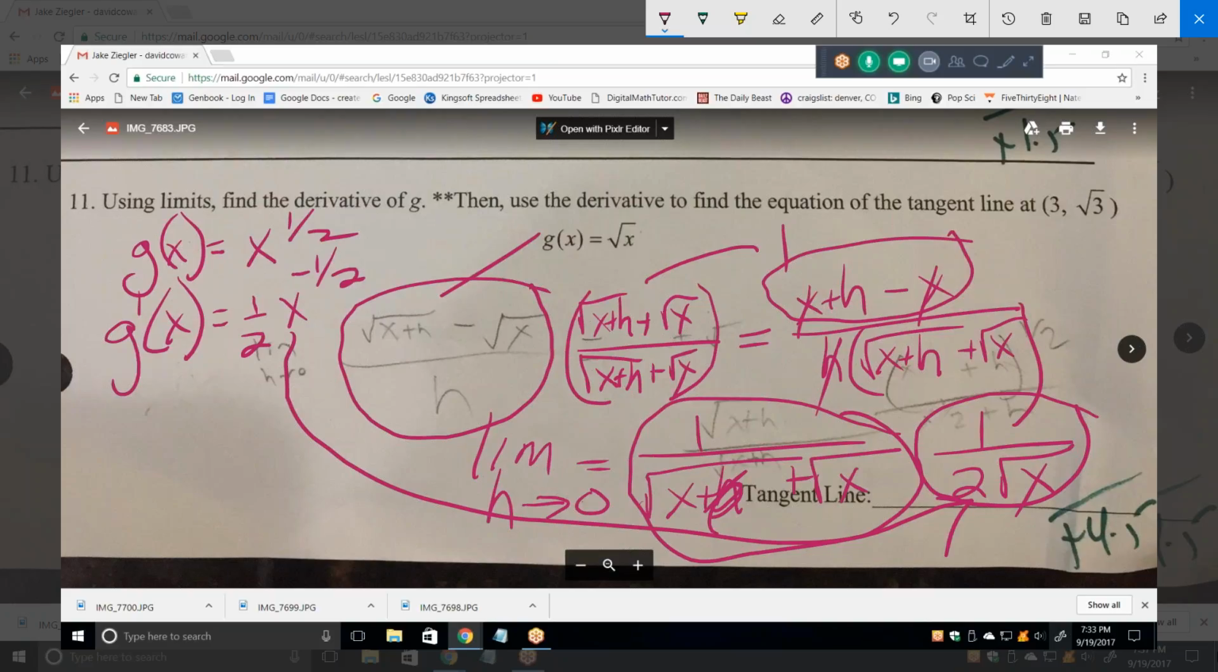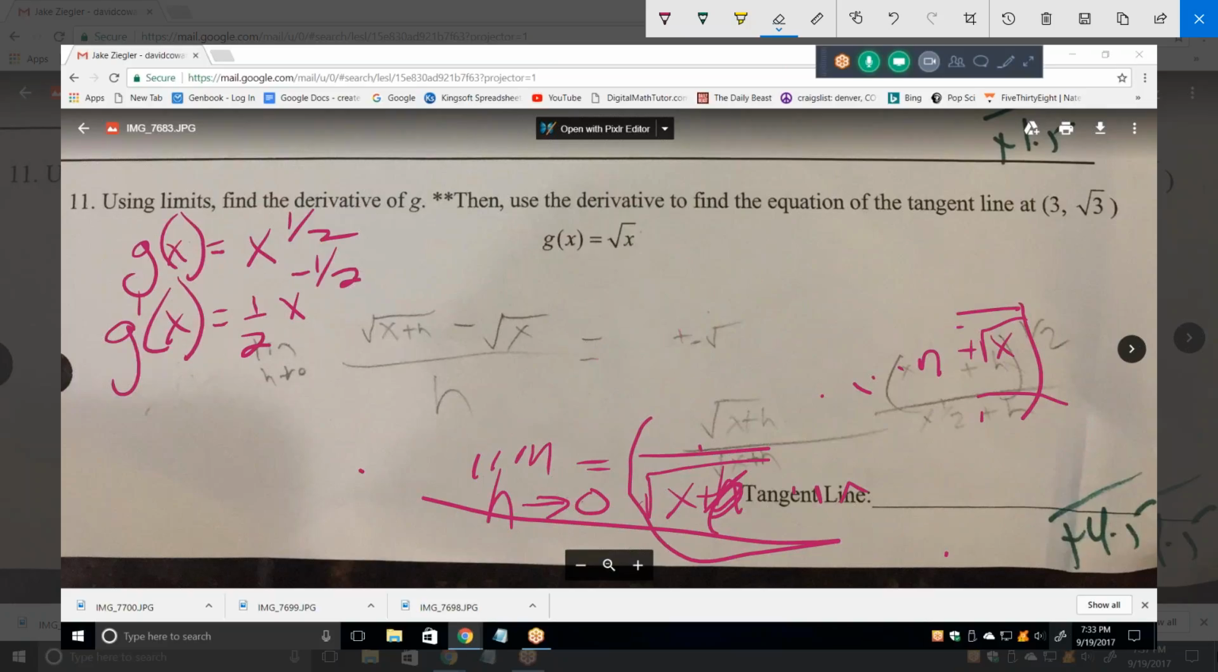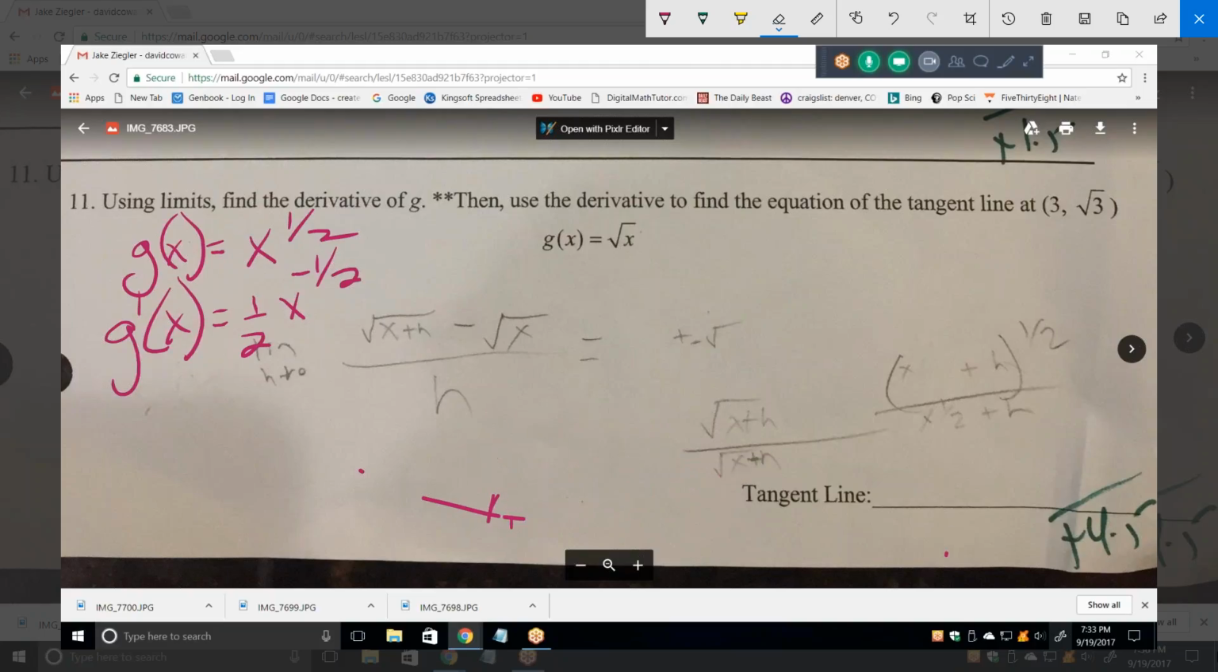You with me? Yep. Okay, we're not done with the problem, because all we've done is figured out our derivative. Now, let me erase most of this so that I can write. We've got our derivative function. What's the slope at the x coordinate of our point?